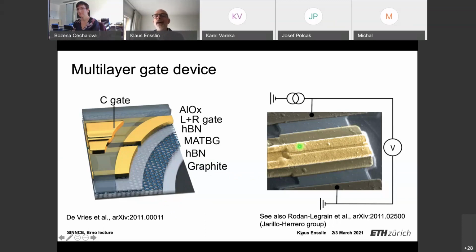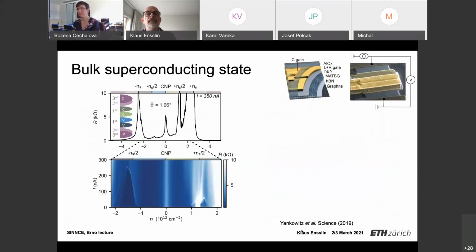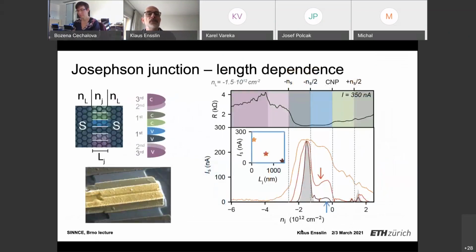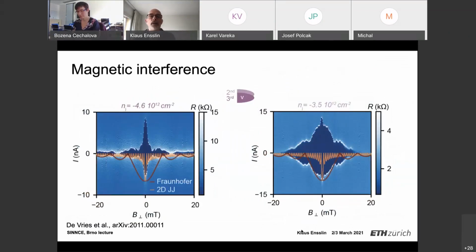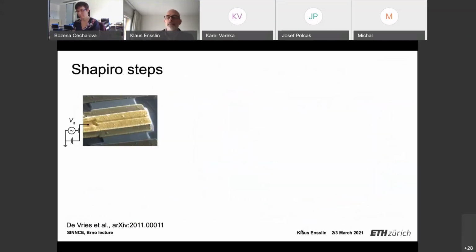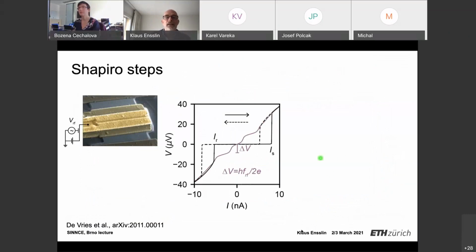And now we build a device where we can switch on and off the superconductivity locally by gates. And this is a complicated gate arrangement. And basically, we have a central gate that makes the system locally insulating, and we have 2 outer gates that make it superconducting. And that means building a Josephson junction. And the Josephson junction, I show you the data right away here. So that's the IV trace of this Josephson junction.